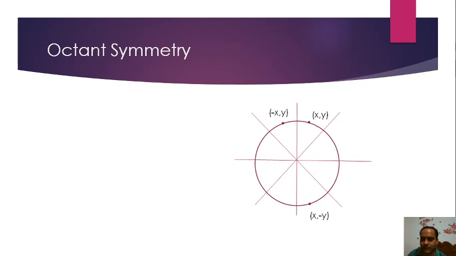Similarly, if we negate both the coordinates x and y, to make it minus x minus y, we will get a point which again will be lying on the circle. Similarly, if we swap these coordinates x and y and we get y x coordinate, this point also lies on the circle and it is opposite to the circle along this line. So for this x y, you have another point y x which also lies on the circle.